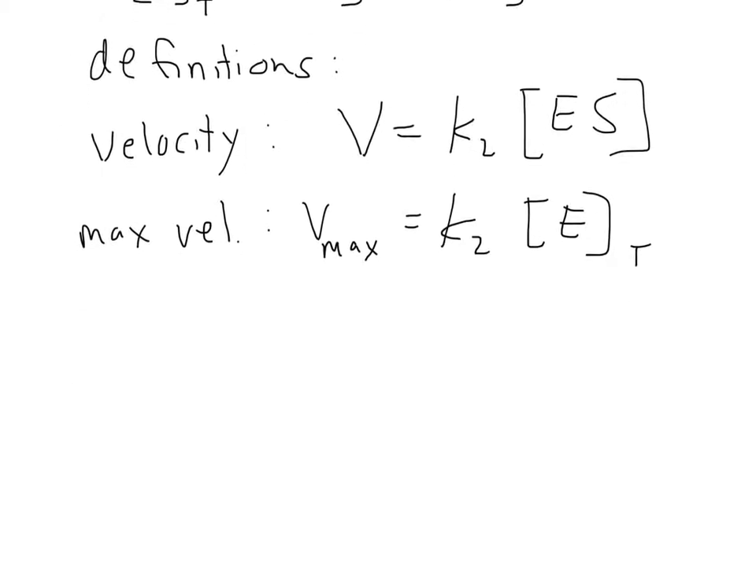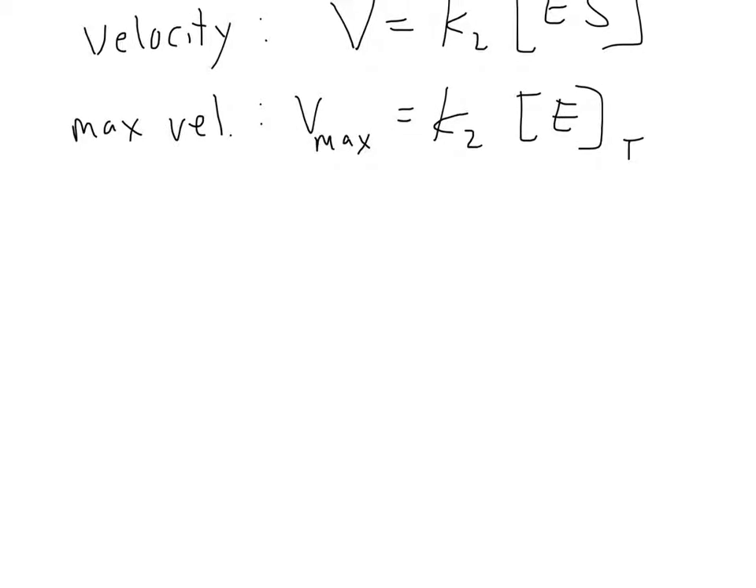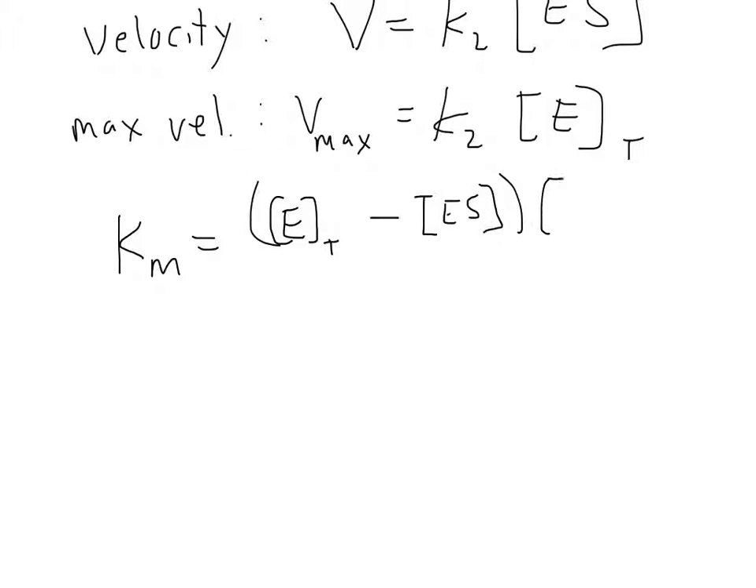So let's write that right here. So we have Km equals E total minus ES, and that's times the substrate concentration divided by the concentration of the complex.